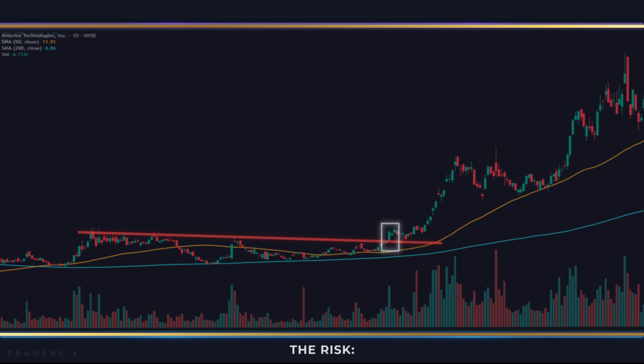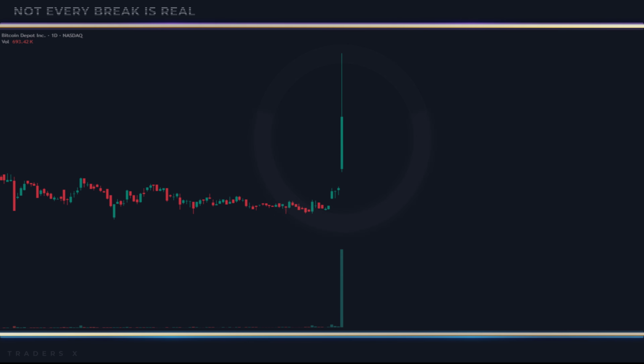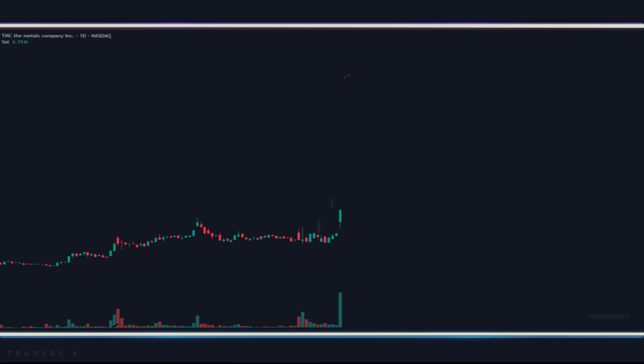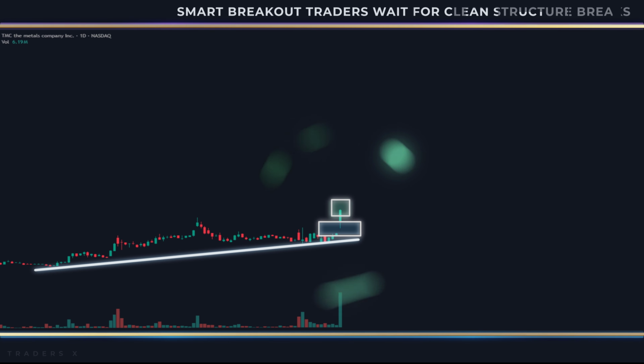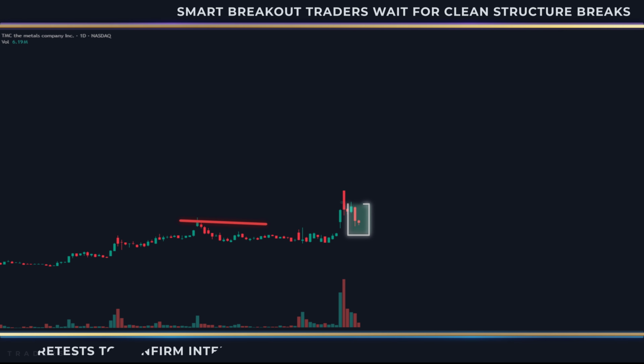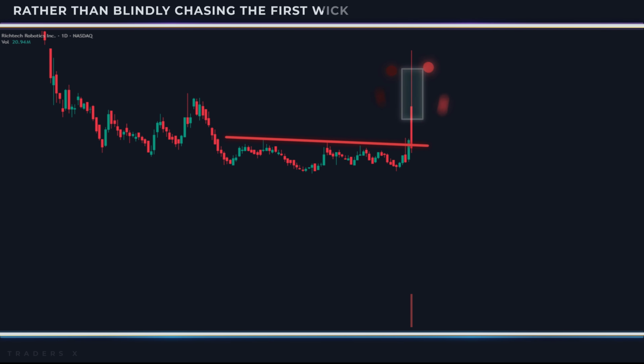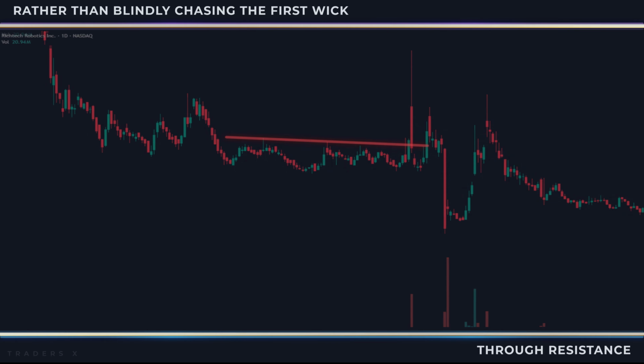The risk: fakeouts. Not every break is real. Some are liquidity runs in disguise. Smart breakout traders wait for clean structure breaks or retests to confirm intent, rather than blindly chasing the first wick through resistance.